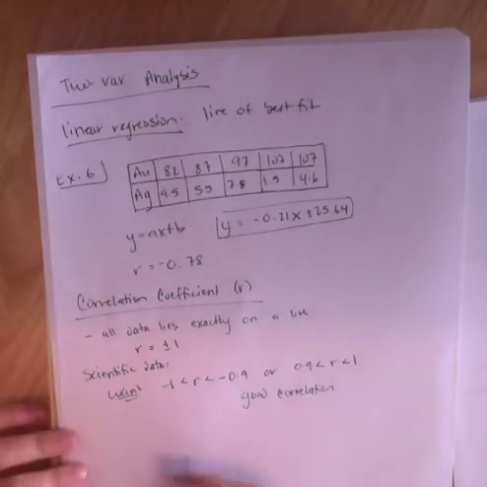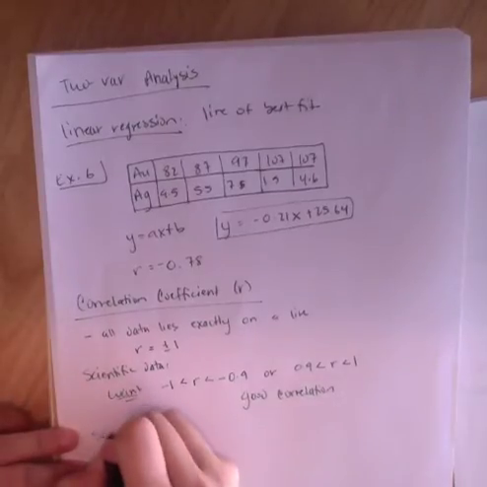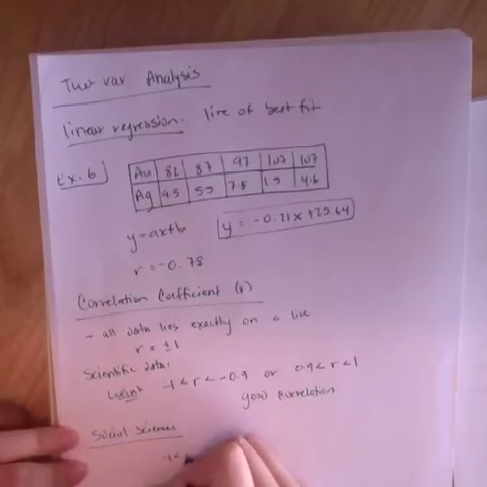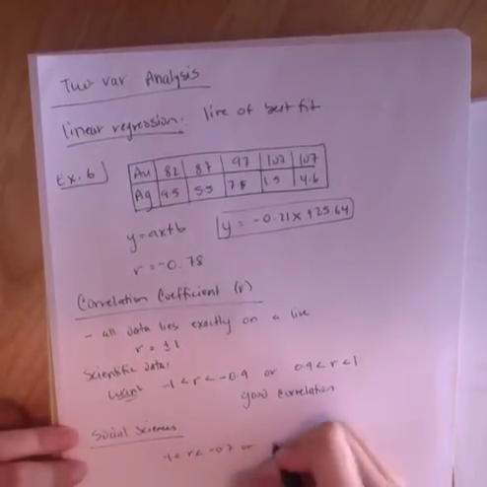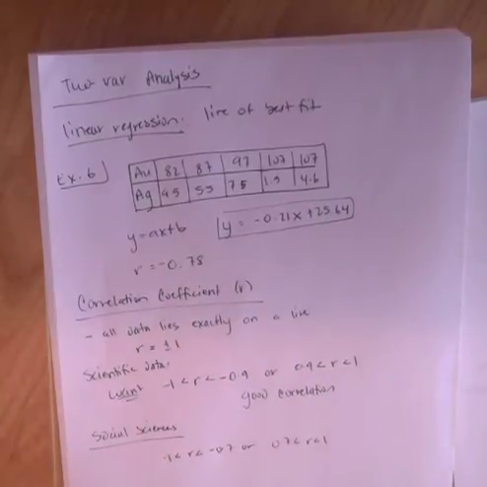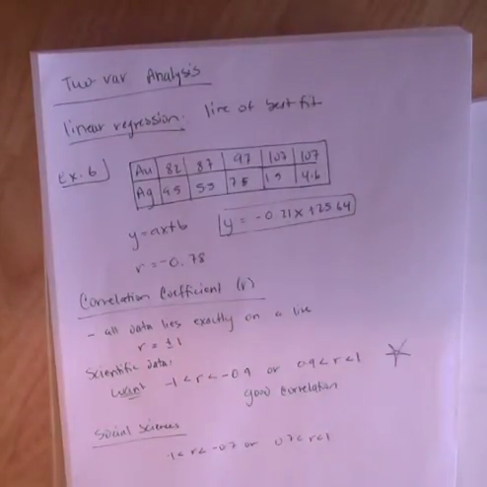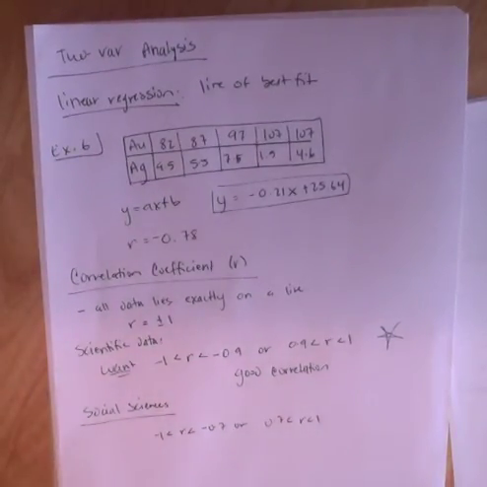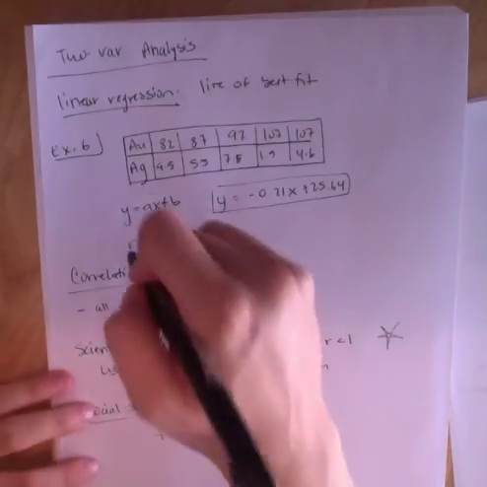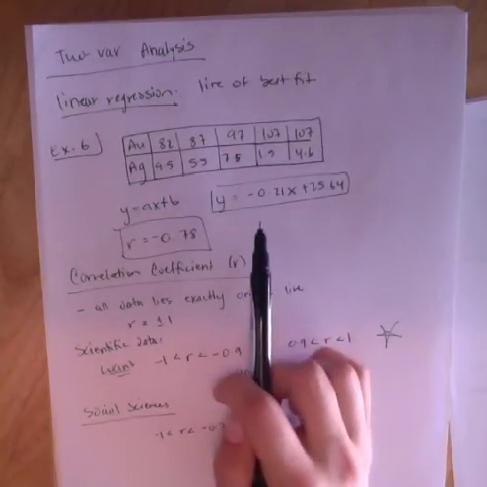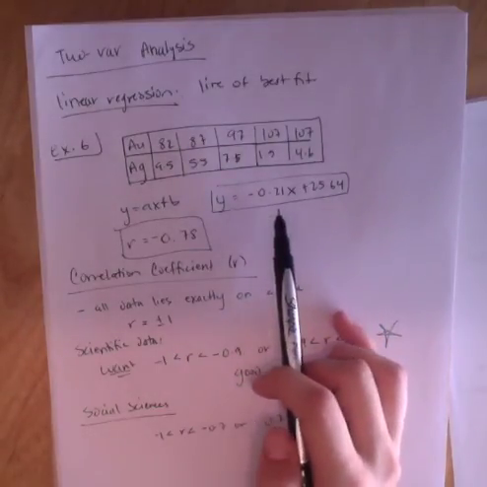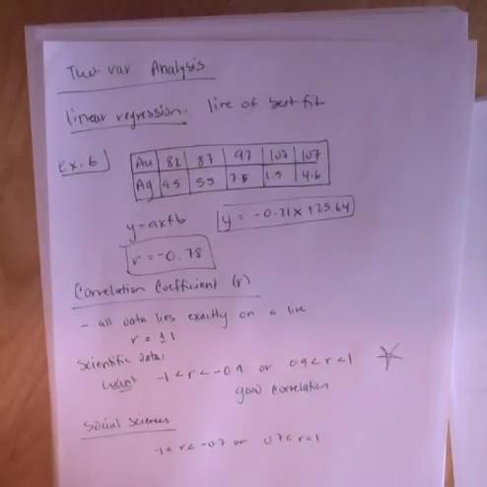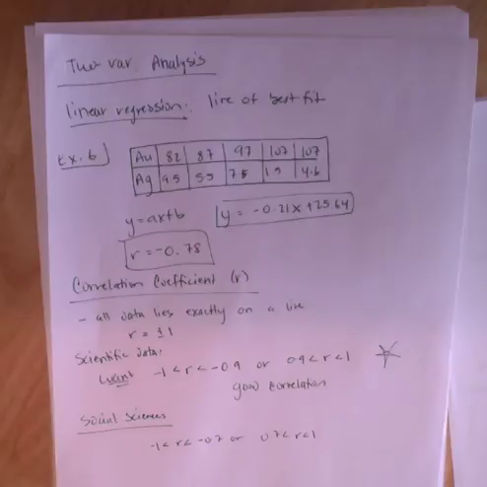Okay? Now, just for the sake of interest, for social sciences, R is in between -1 and -0.7, or 0.7 and 1. This is typically what I want you to know. I want you to know the scientific data. Okay, you don't need to know the social sciences, it's just kind of a fun added thing. So you need to have, whenever you do these problems, your graphing calculator. You put these lists in, you need to find the line of best fit, and then you will be asked to find your R. All right, that is all for now. We will see you tomorrow in class.